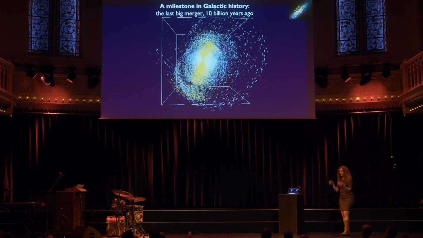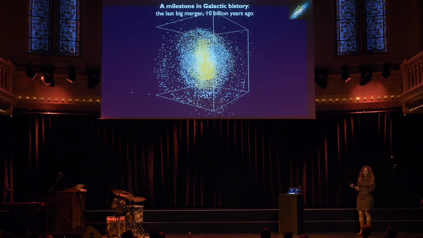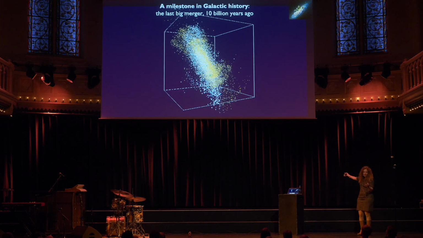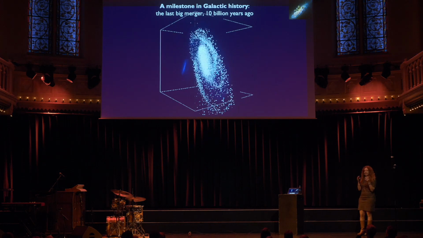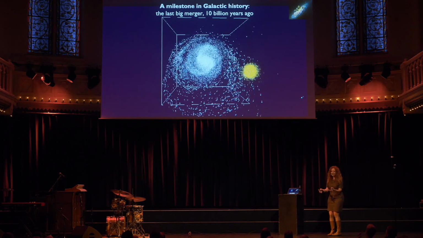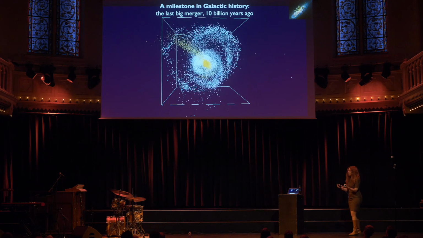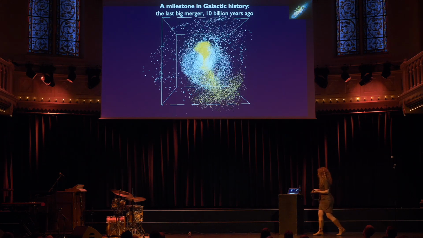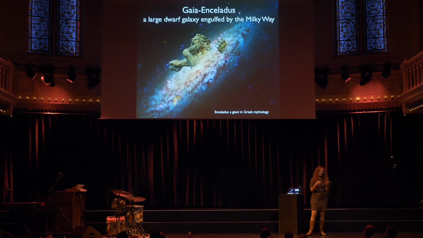So this event led not only to the formation of the halo, and basically all of the halo was born elsewhere, because it comes from stars born in a different galaxy, but it also led to the formation of the thick disk. So another component of the Milky Way got formed because of this event. So it was really a milestone in the history of the galaxy. And so we had to give it a name, and we gave it the name Gaia-Enceladus.